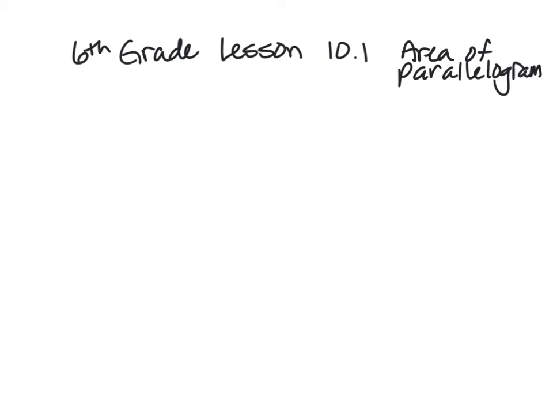Sixth grade lesson 10.1 is doing the area of a parallelogram. And before we get too far into it, let me dust off some cobwebs. We've talked about perimeters of shapes, and now we're going to be talking about area of shapes. Recall that a perimeter is the distance around the outside of something.